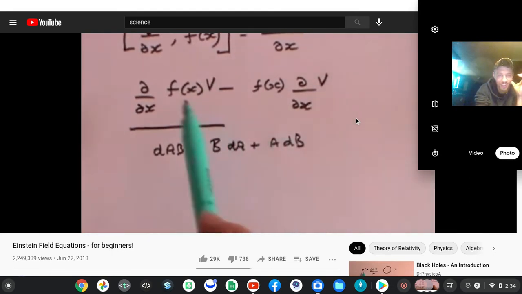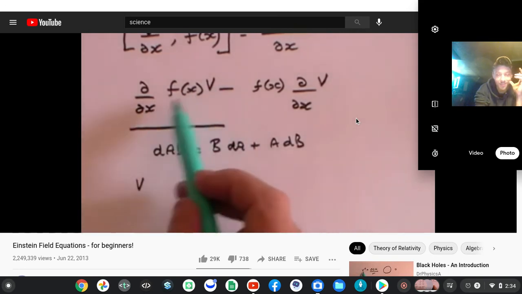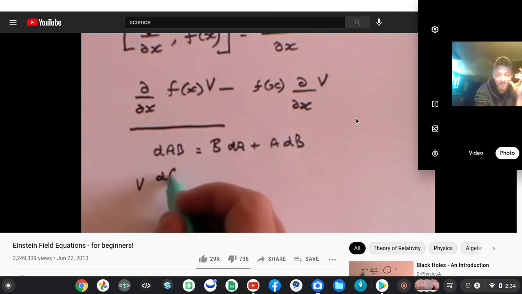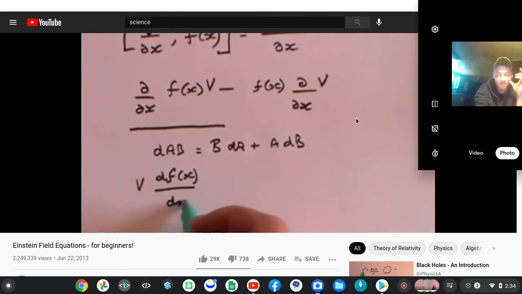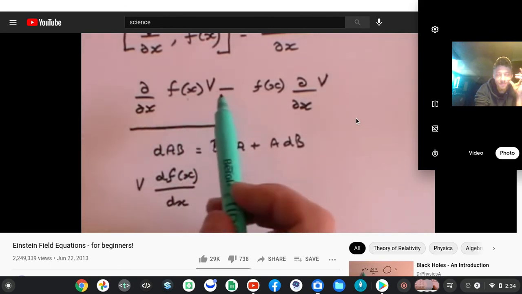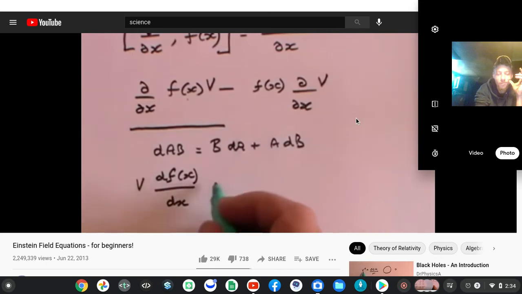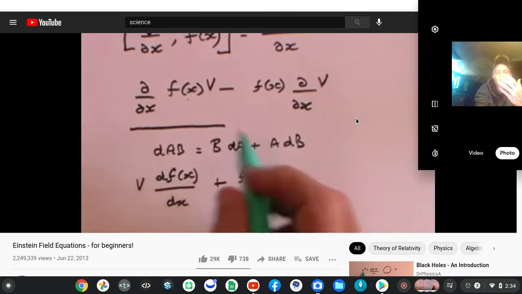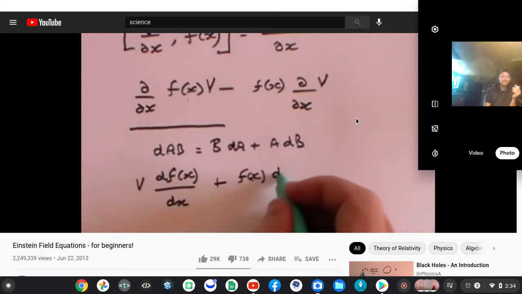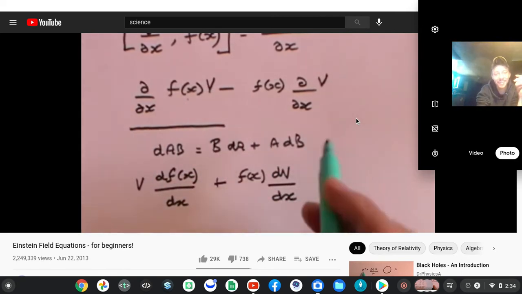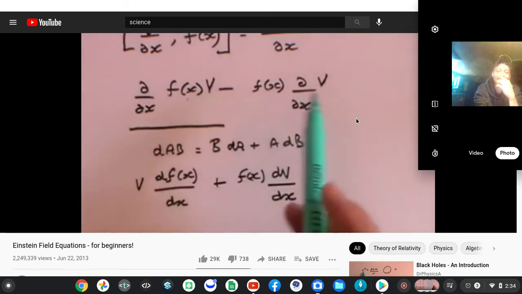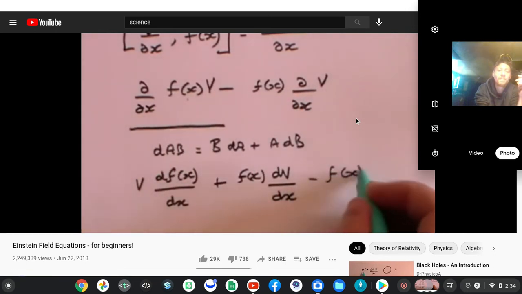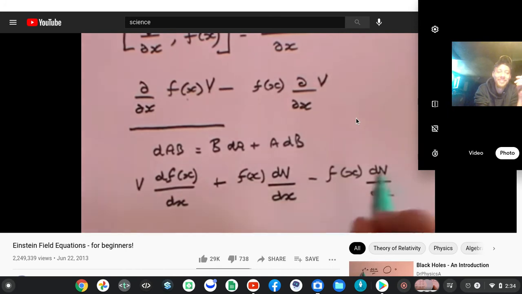So consequently, this term here, using this formula, will equal B, which is V, times dA, which is df/dx, plus A, which is fx, times dB, dV by dx. That's that term, and we must remember that term there, which is minus fx dV by dx.